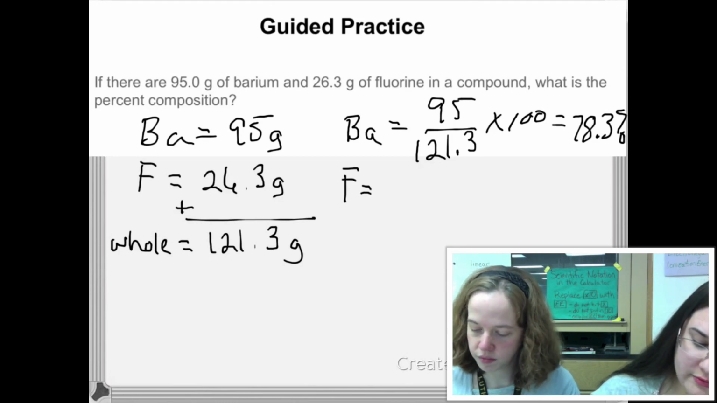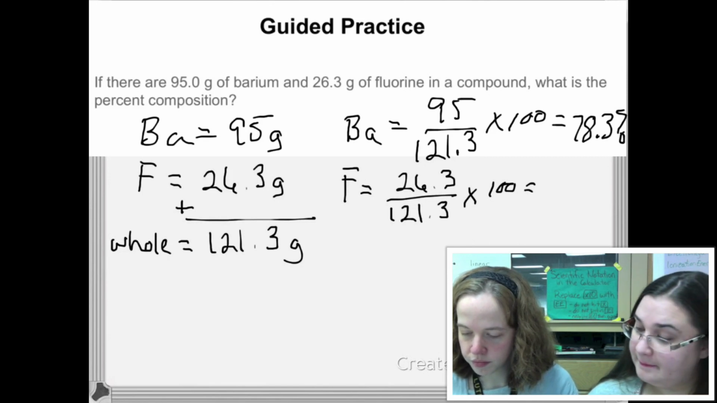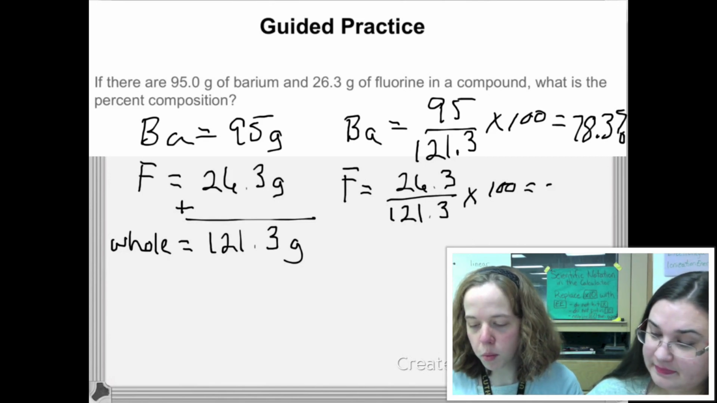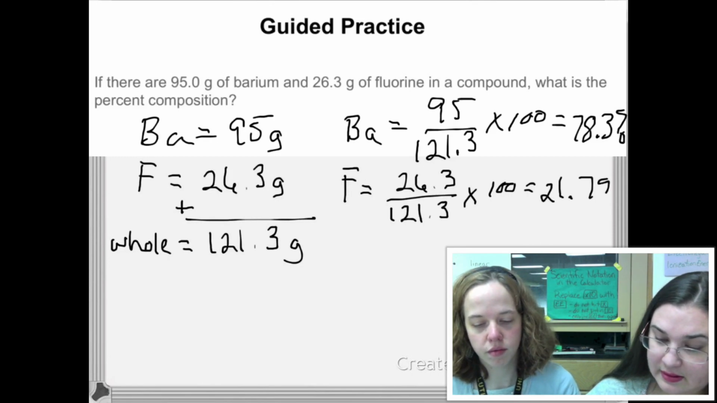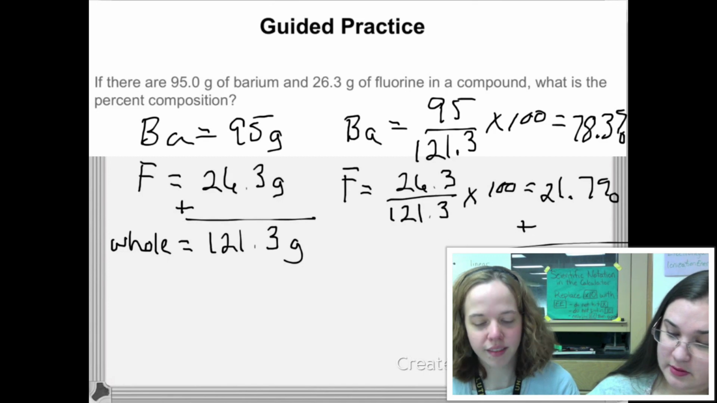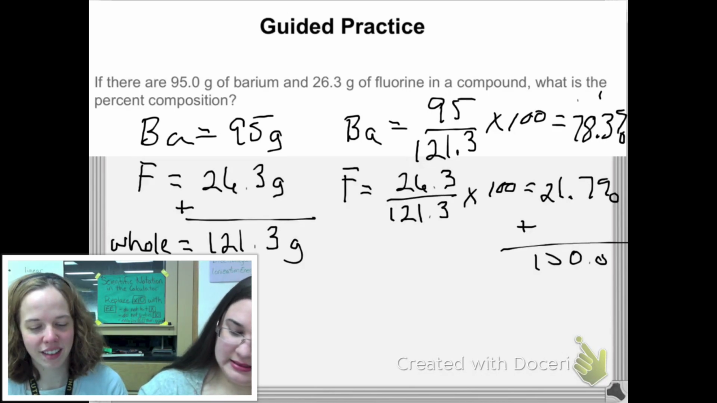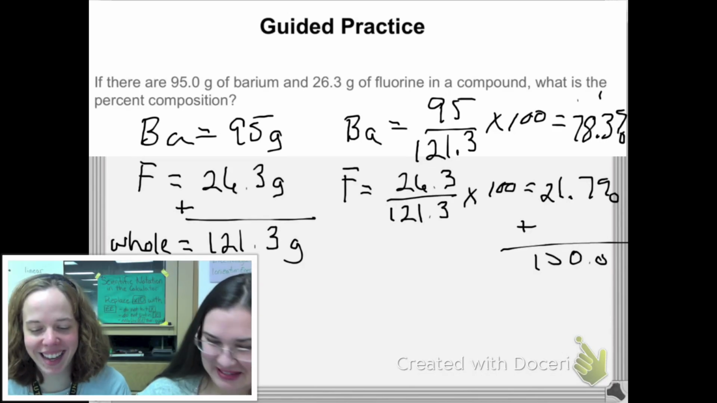All right, and then I do it for fluorine. So 26.3 divided by 121.3 times 100. And that's going to get us 21.7%. Okay, just to check my work, if I add those up, we get 100%. Everything works out. Hopefully that's not too awkward.